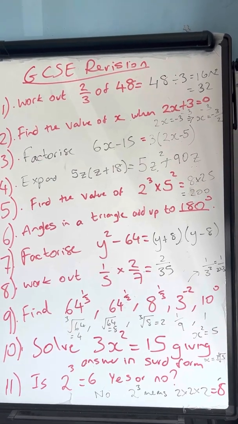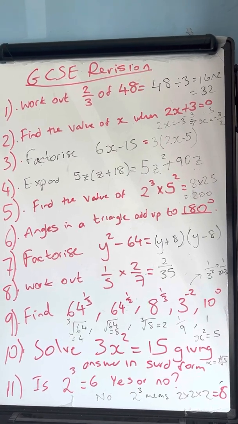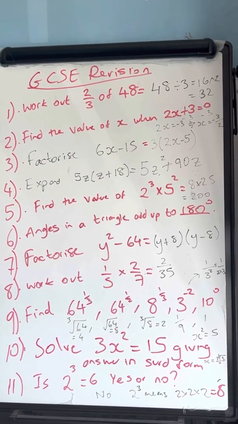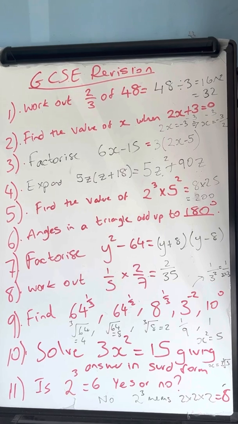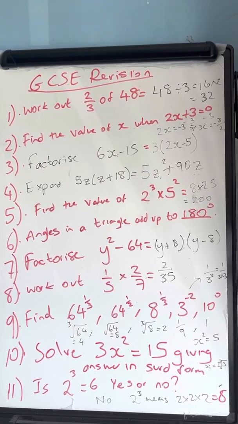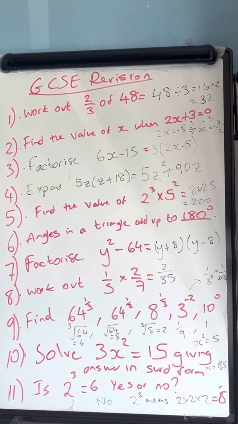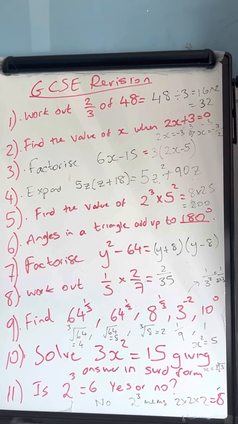This is question number 8, guys. Work out a 5th times 2/7. So multiplying fractions, all I do is times the top numbers together and the bottom numbers together. 1 times 2 is 2.